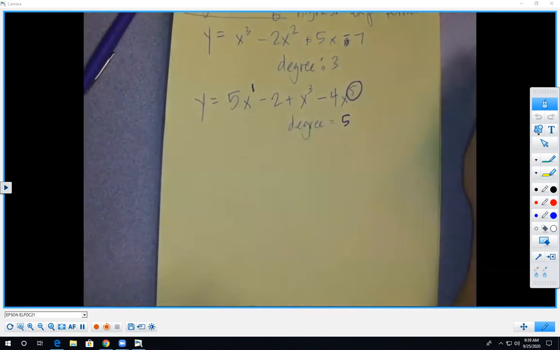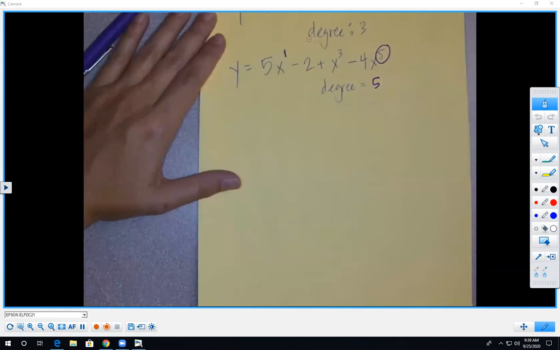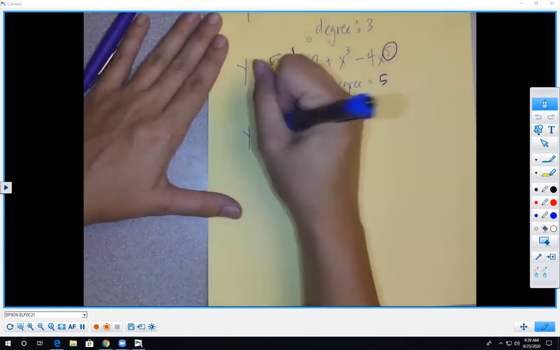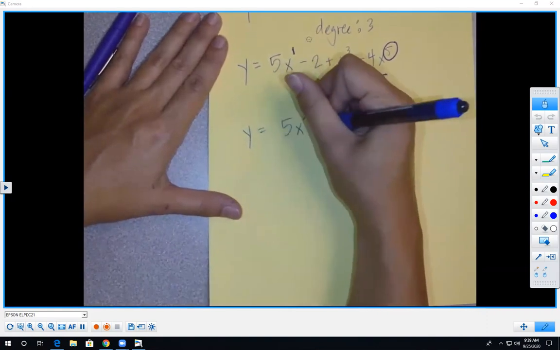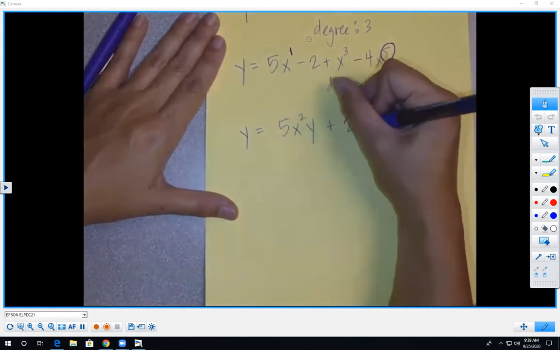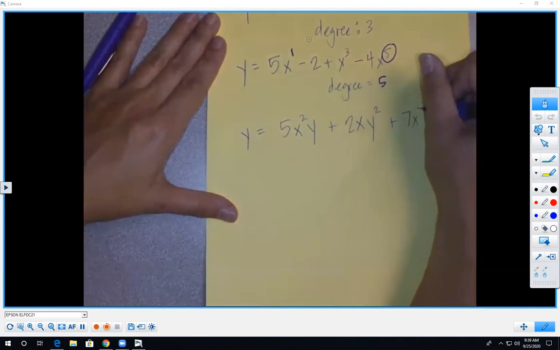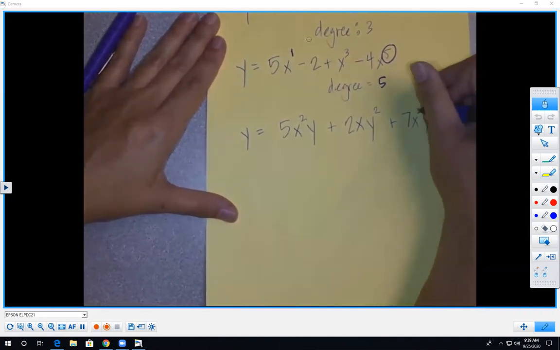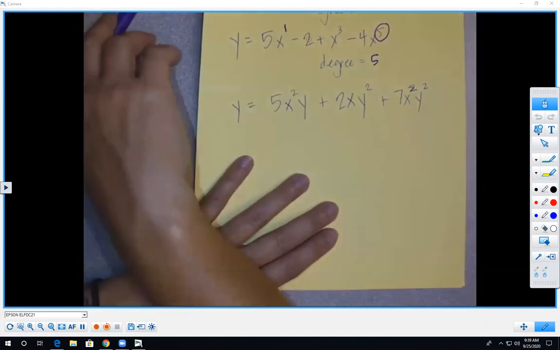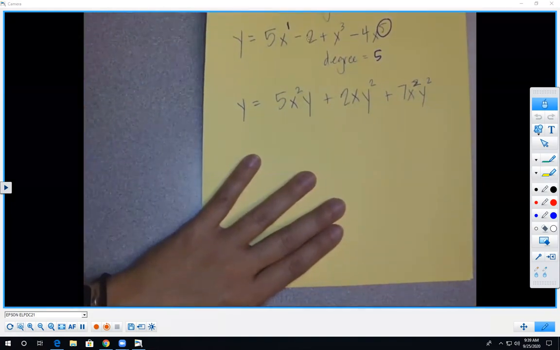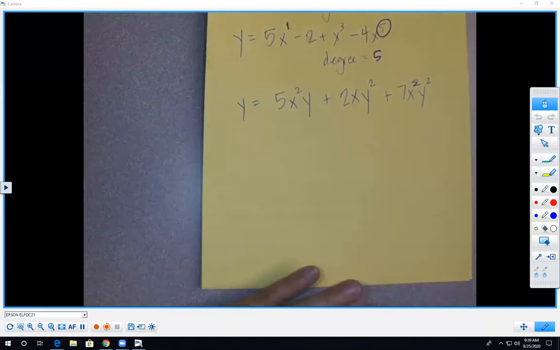If you ended up with some weird equation, which when you're doing polynomials you're not going to, but let's pretend you had some weird equation that was 5x squared y plus 2xy squared plus 7x squared y squared. I mean, that's super weird and super difficult. This is the situation where you need to know the whole idea of the degree of a term to find the degree of the whole equation.